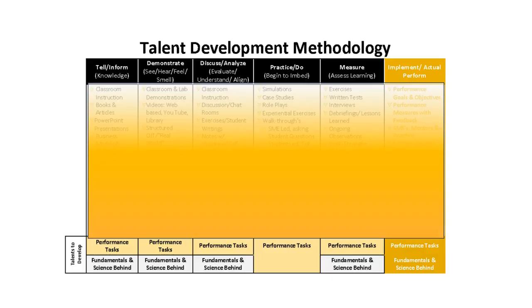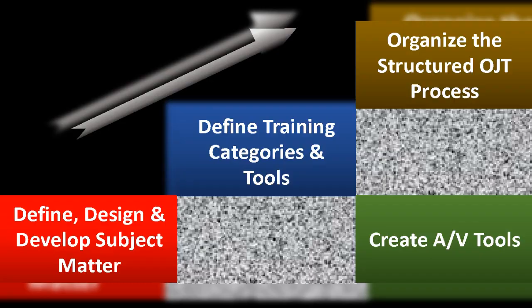The talent development methodology matrix, as seen here, with 5 columns of different categories of talent development methodologies and substantial listings of different tools in each category. Okay, next let's discuss what it takes to begin building a structured work-based learning program.